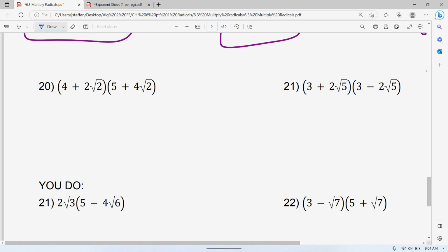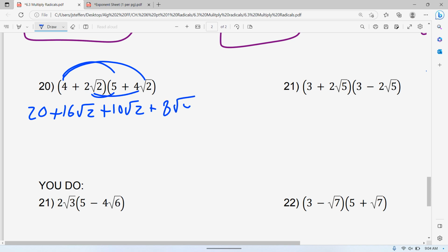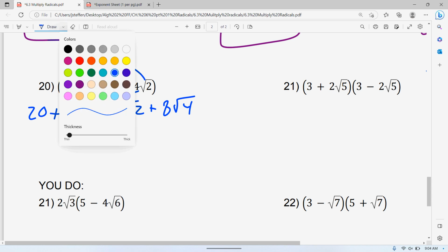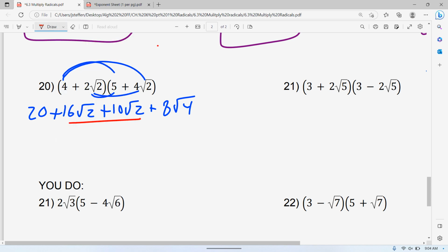Same thing. 4 times 5 is 20. 4 times 4 root 2 is 16 root 2. Times 5 is 10 root 2. 2 root 2 times 4 root 2 is 8 square root of 4. And 4, we can combine these two. That is 26 root 2.